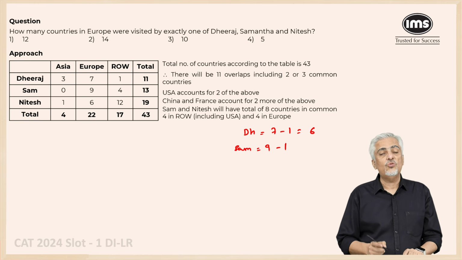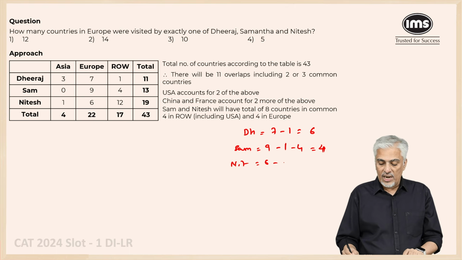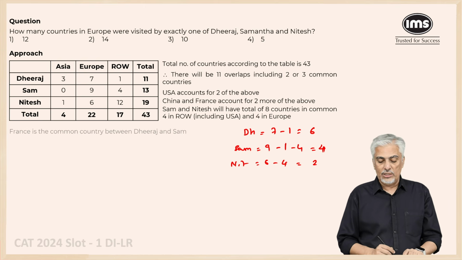And she has 4 more common with Nitesh. So, 4 will go away. So, 9 minus 5 will become 4. And about Nitesh, Nitesh has 6 countries, out of which 4 are common with Samantha. So, 2 countries. Hence, that will be our answer, which will be 12.